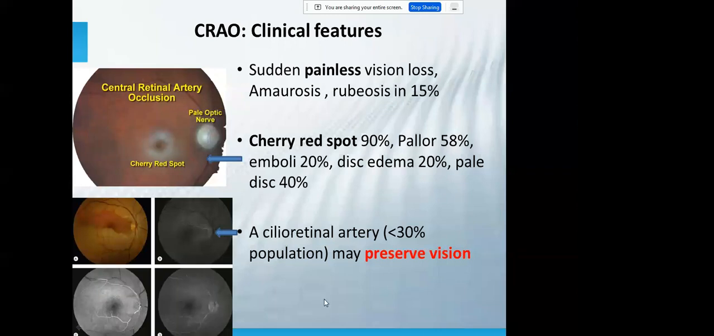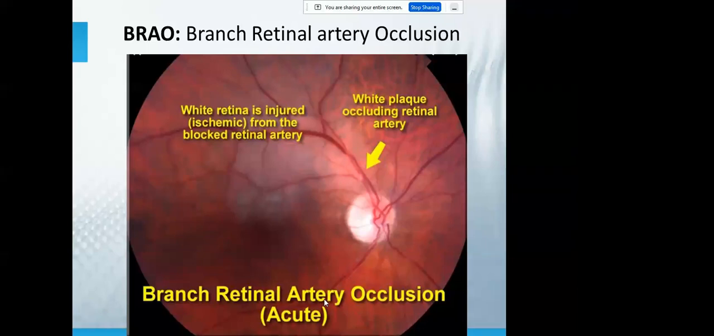We have agreed that even a branch of the retinal artery can be blocked. If it's not at the disc but out here, you can see a white plaque of cholesterol blocking the vessel. Beyond there, there's no blood supply. How do you know? You can see carefully that the retina beyond that area is a bit pale. So this is a branch of the retinal artery that is occluded. Branch retinal artery occlusion.